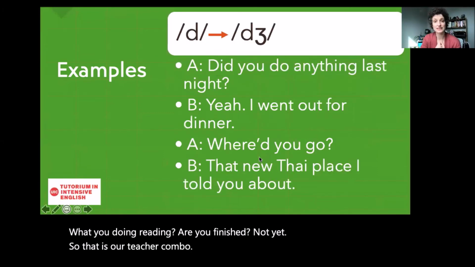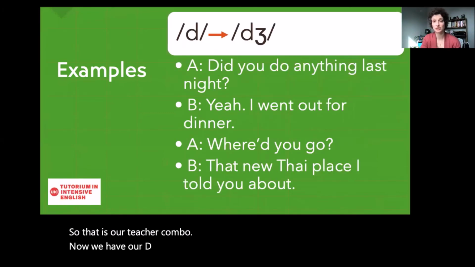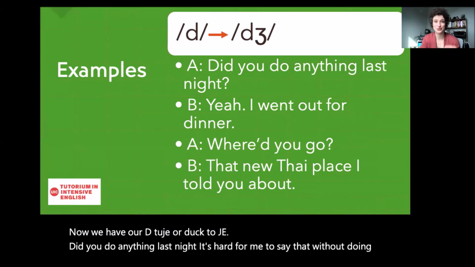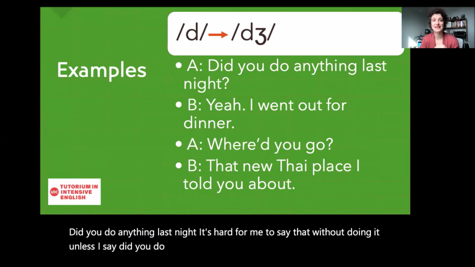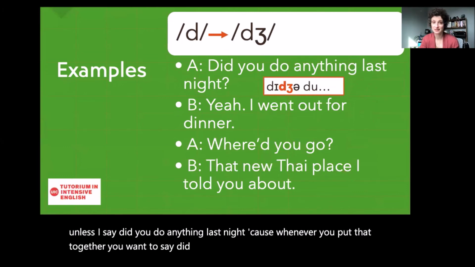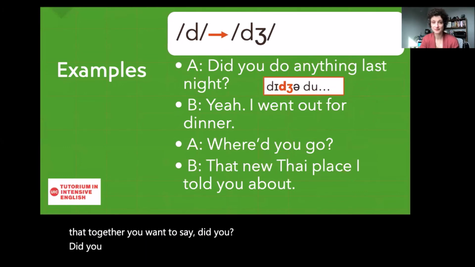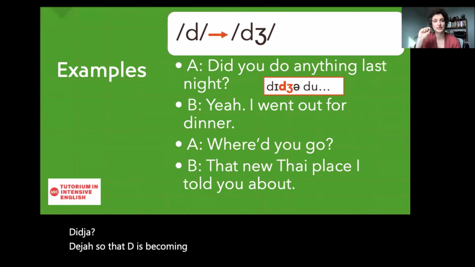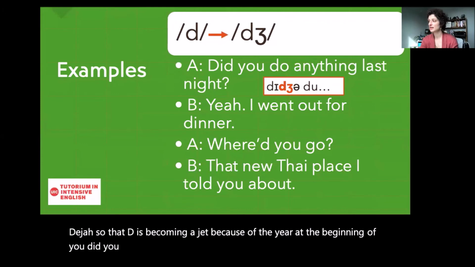Okay. So that is our T-ch combo. Now we have our D to J change. Did you do anything last night? It's hard for me to say that without doing it, unless I say, did you do anything last night? Because whenever you put that together, you want to say, did ya? Did ya? Did you do anything last night? So that D is becoming a J because of the Y at the beginning of you.